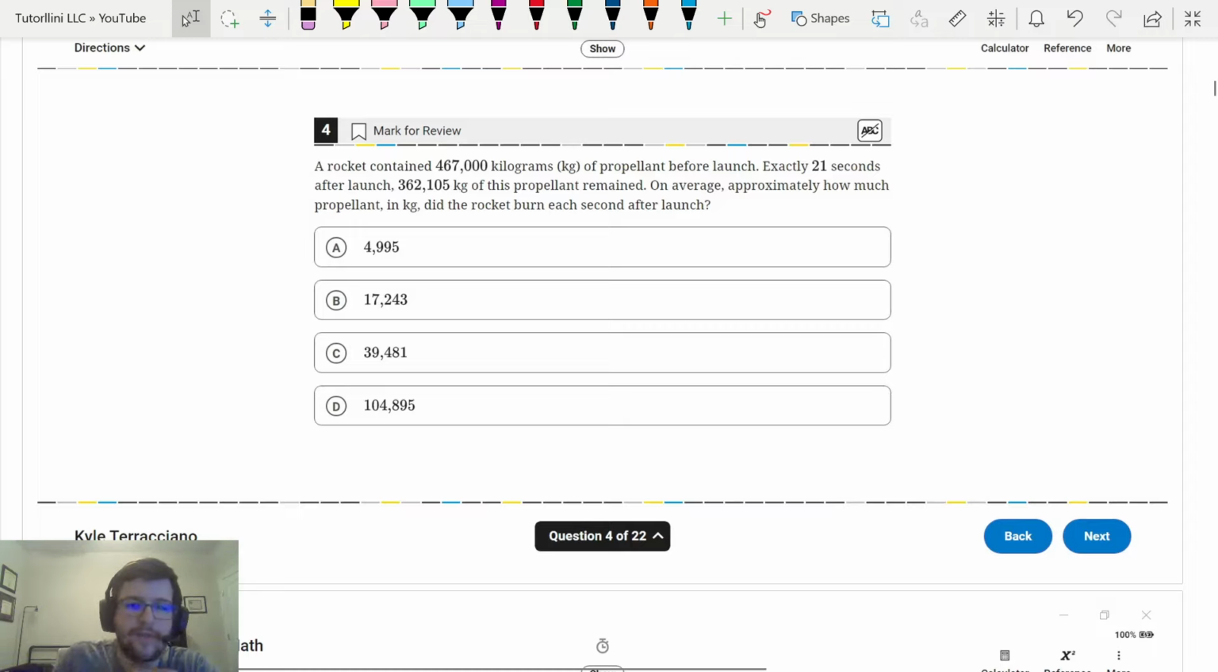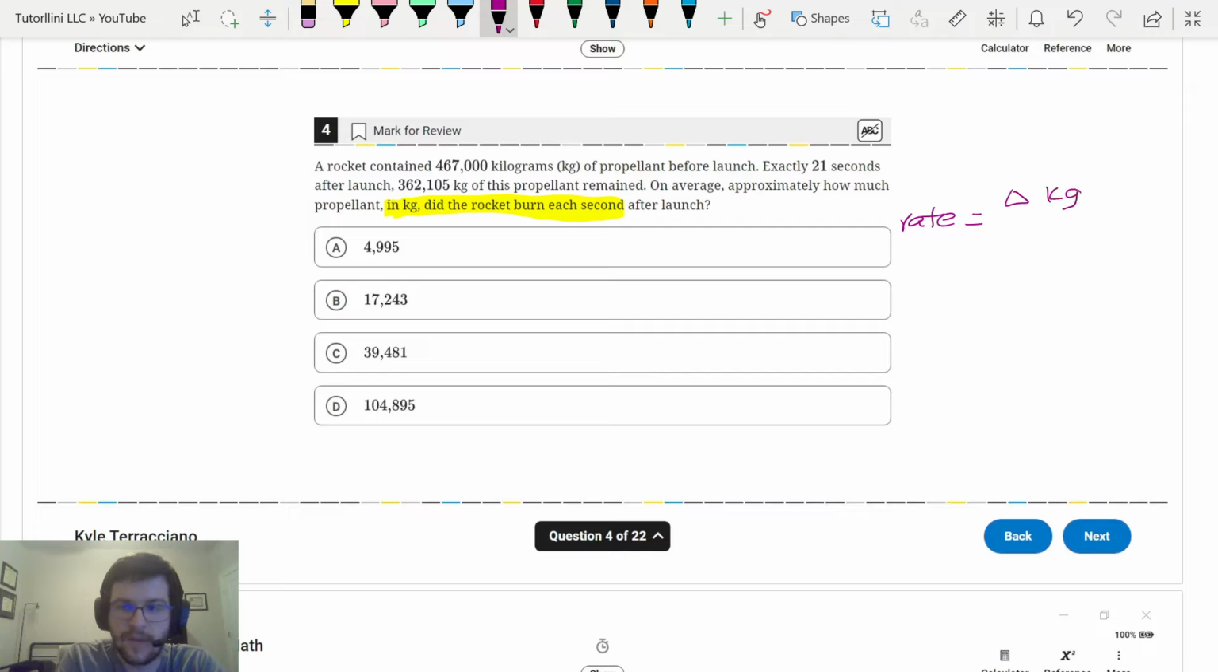Okay, so for this one, it wants you to find how much propellant the rocket burned each second. So that should sound like a rate to you. Rate is delta y over delta x. In this case, it says kilograms each second. So each means divide. We're going to do the change in kilograms divided by the change in seconds, or the change in time, right?